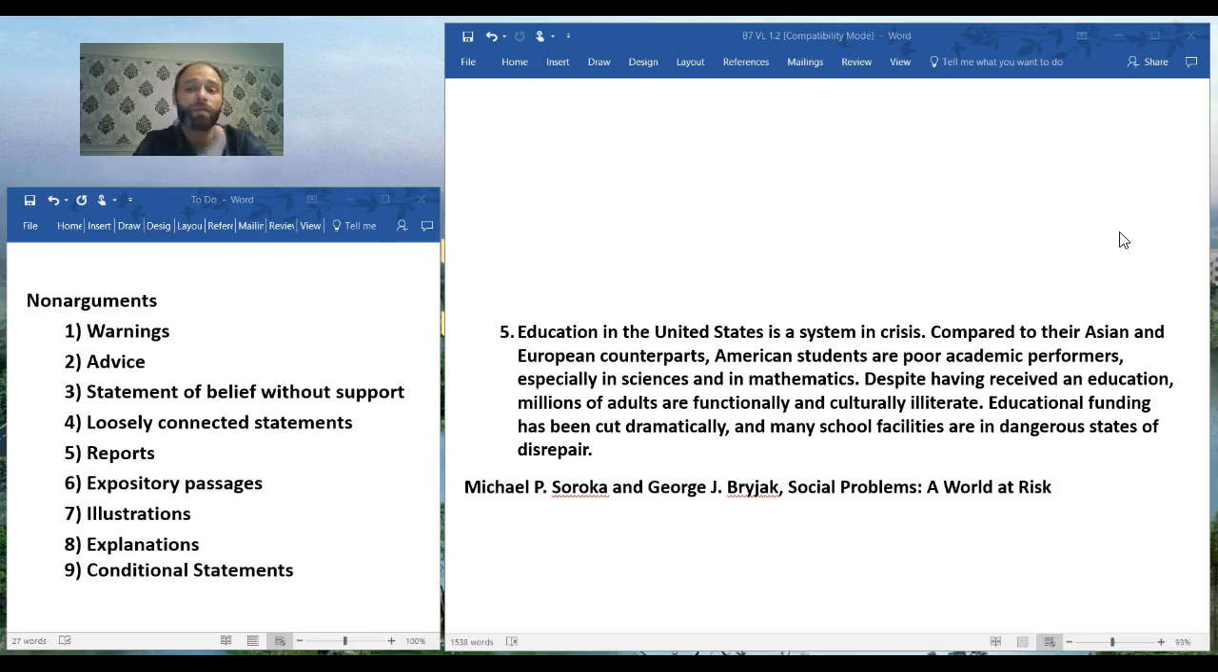So all of these are reasons to believe that first statement. So this is going to be an argument. There's that inferential link between premises and conclusion. The first sentence is what this passage is trying to prove with all the rest of the statements.